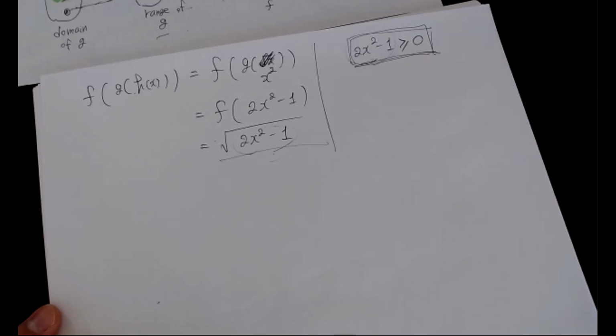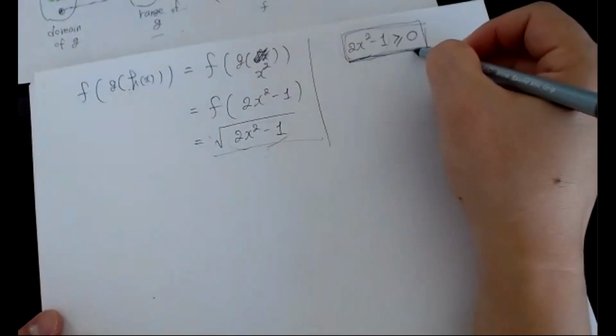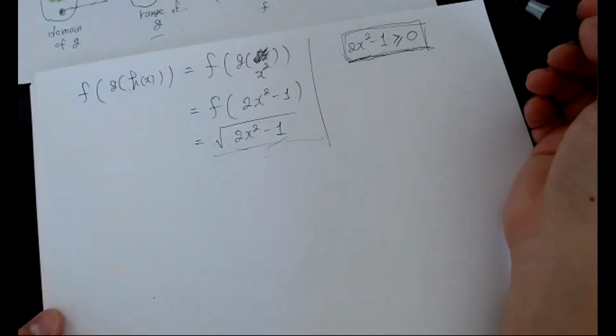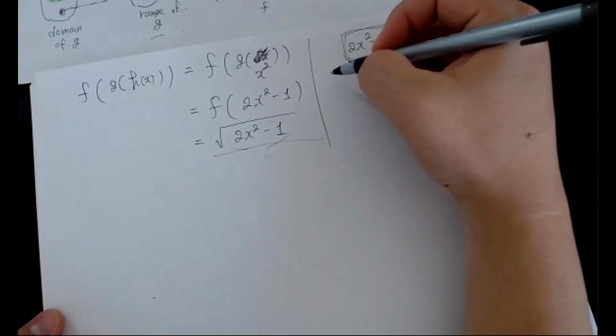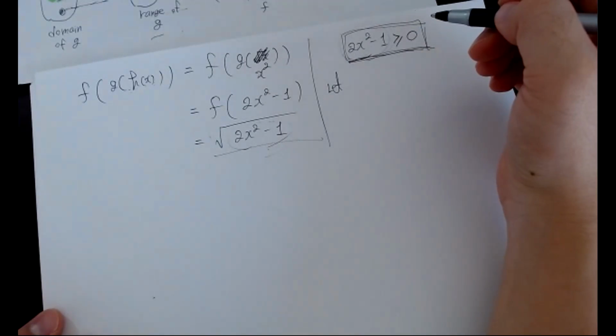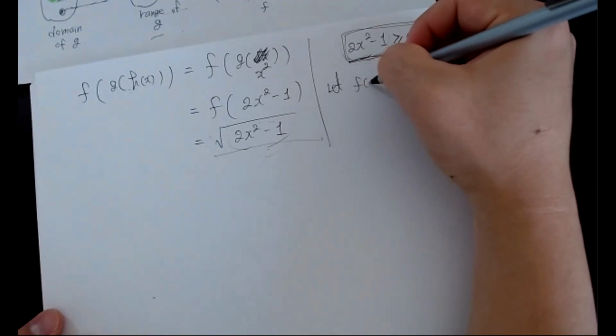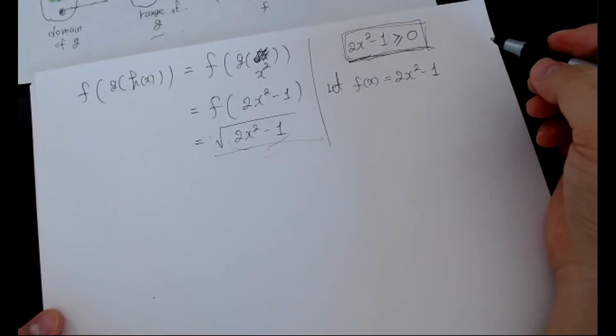But we can solve this one using transformation. Remember, solving inequality by reading the graph using transformation. We learned that in 2.3, right? So let me use this. Let me use the letter f. f of x is 2x squared minus 1, okay?